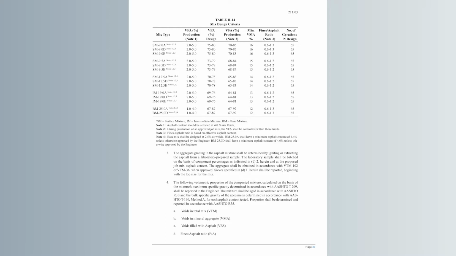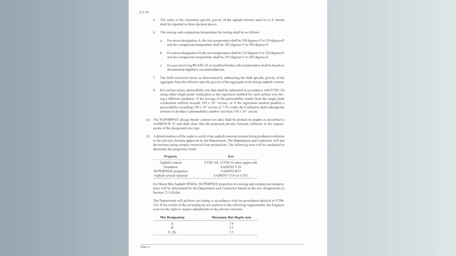A couple notes at the bottom of Table 2-14 that are important to know. Your A and D mixes are designed at 4.0% air voids. Your E mixes are designed at 3.5% air voids. And your base mix is designed at 2.5% air voids. Section 211.03, letter D, number 6, gives us our mixing and our compaction temperatures for testing for all of our mix types. These temperatures are very important to make sure you know.